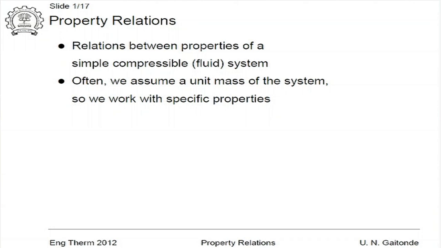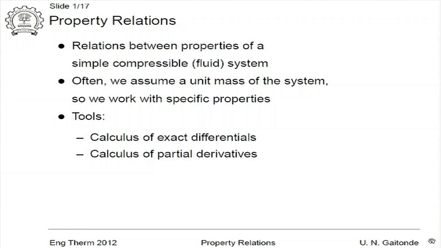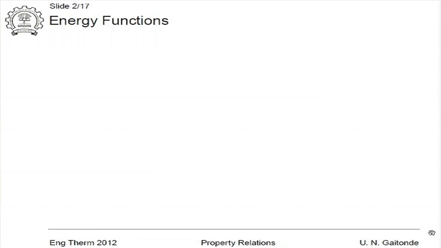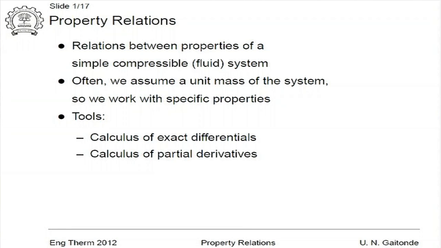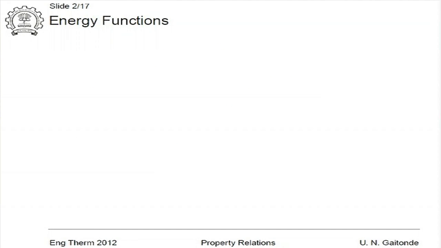So we work with specific properties, and the mass of the system does not have to be explicitly included in the proceedings. The tools which we are going to use are calculus of exact differentials. We have used exact differentials, but only one property of that. Now here we will be using some more properties. We will be using calculus of partial derivatives along with calculus of exact differentials. Before we go to the property relations proper, we define some energy functions. Energy functions are derived properties using the internal energy of a system.